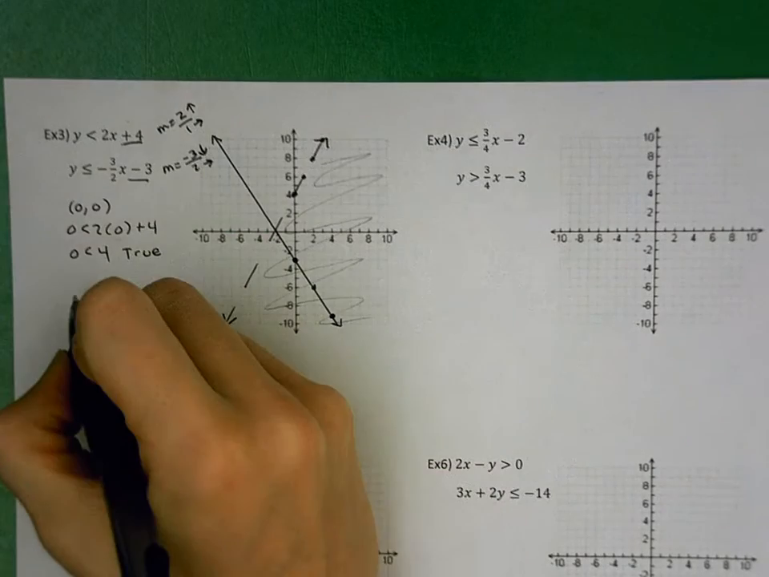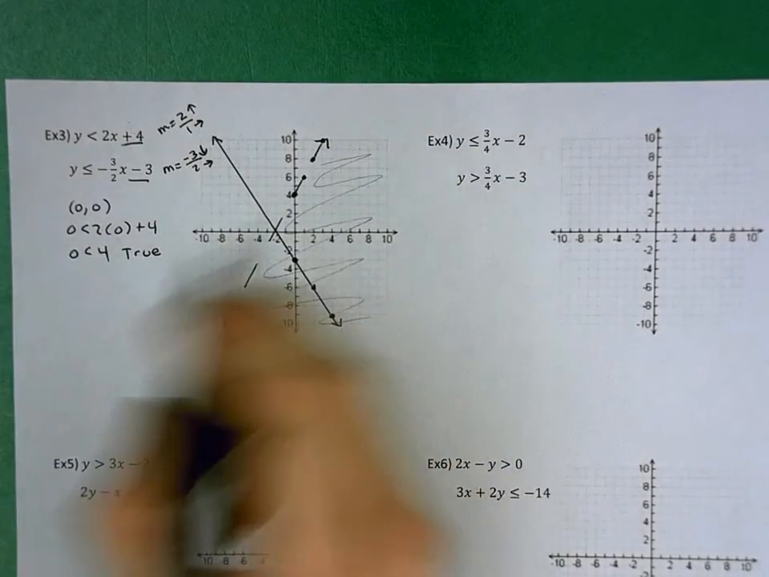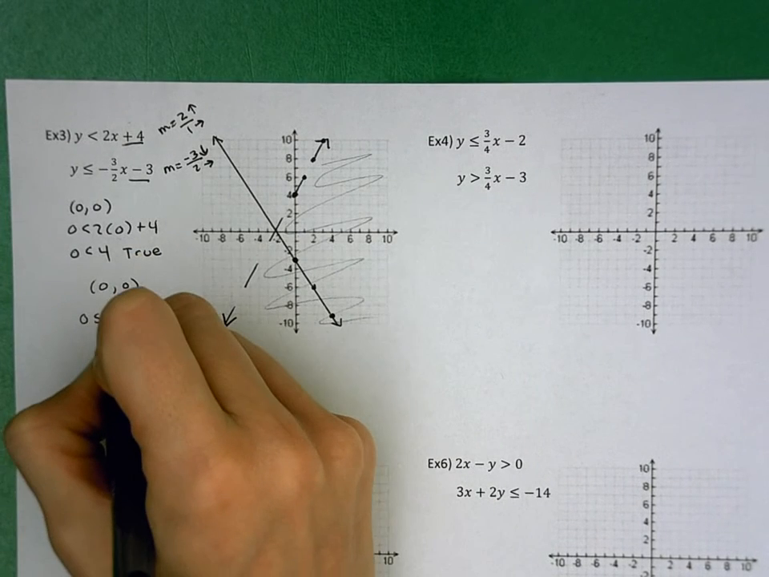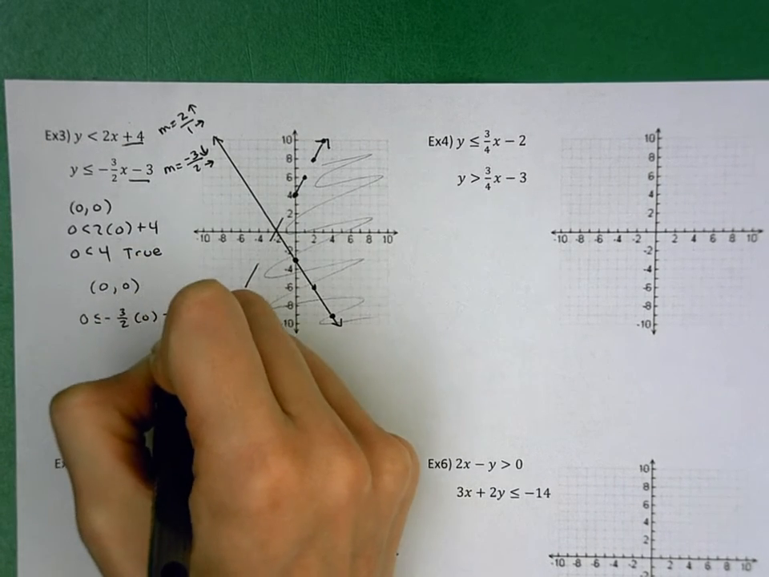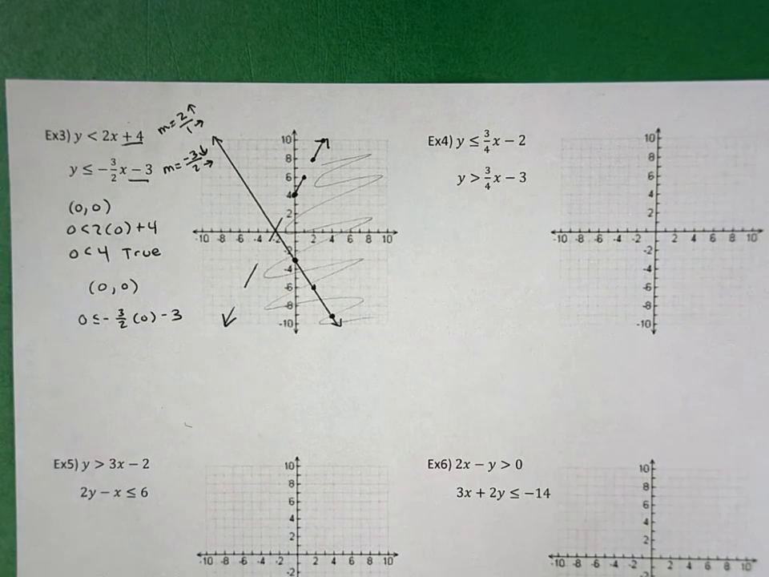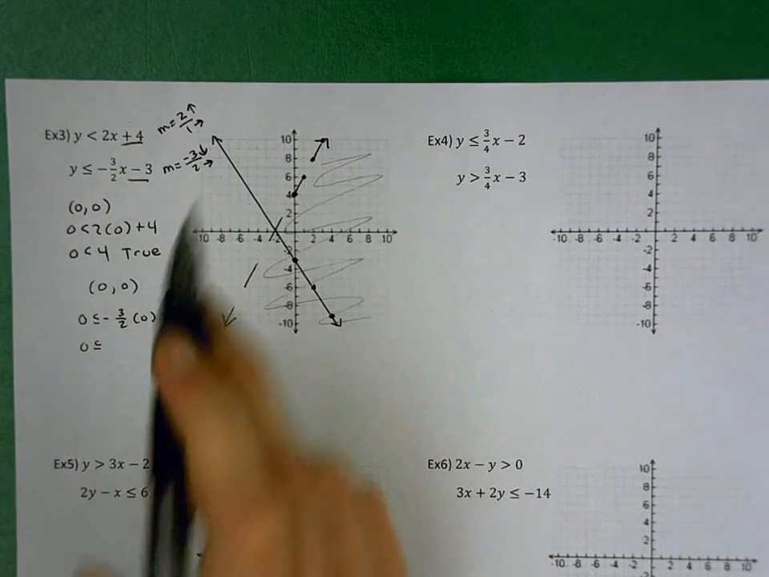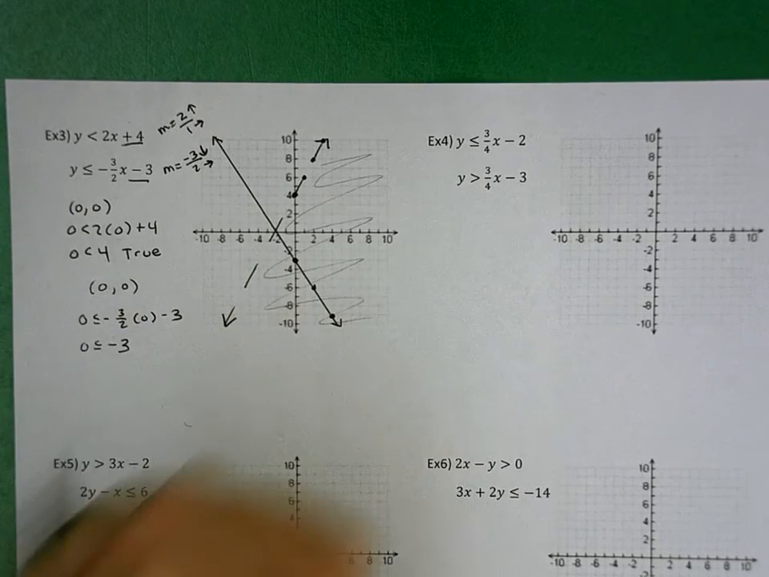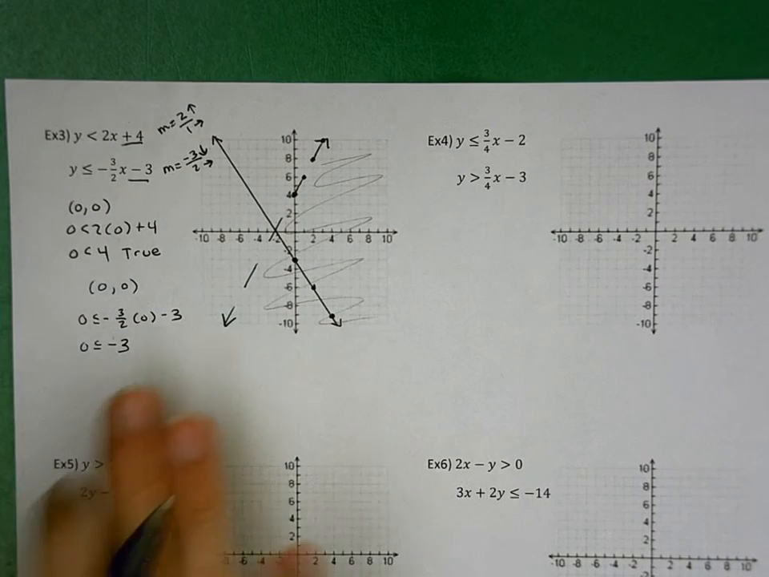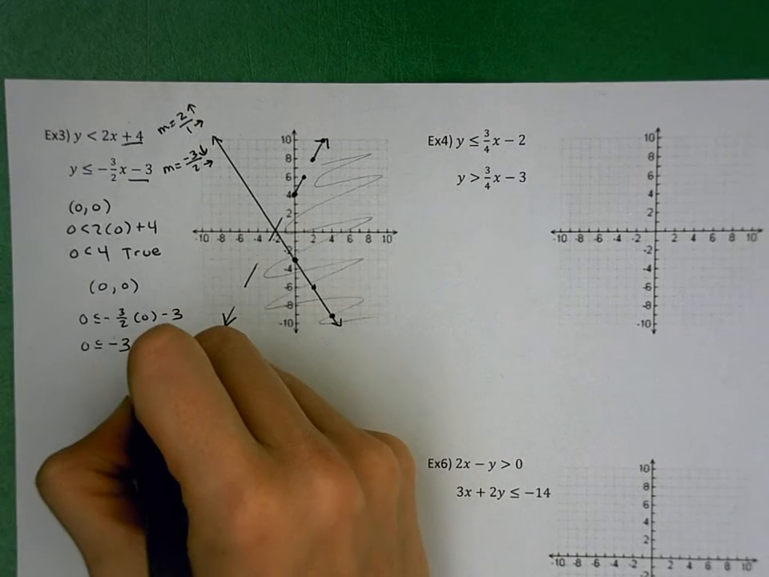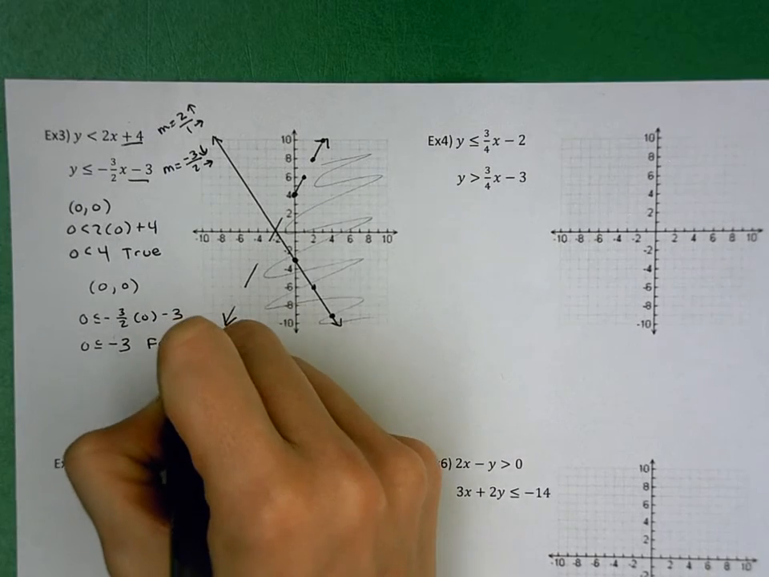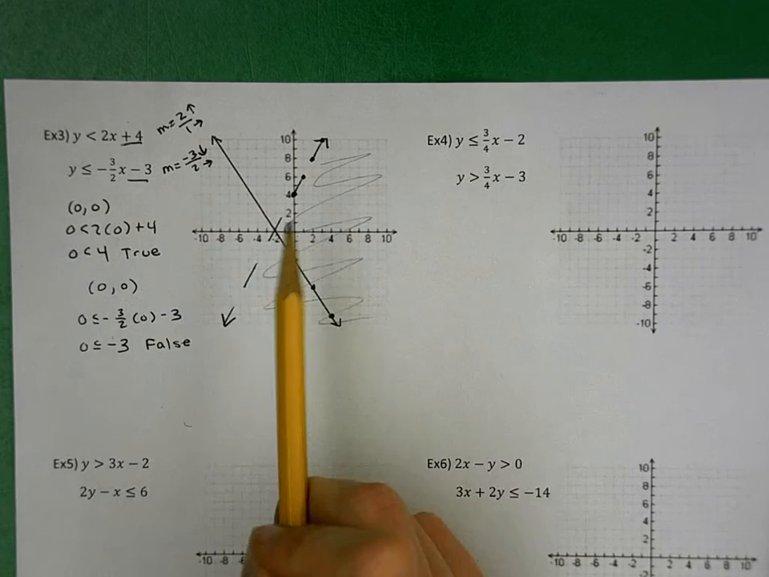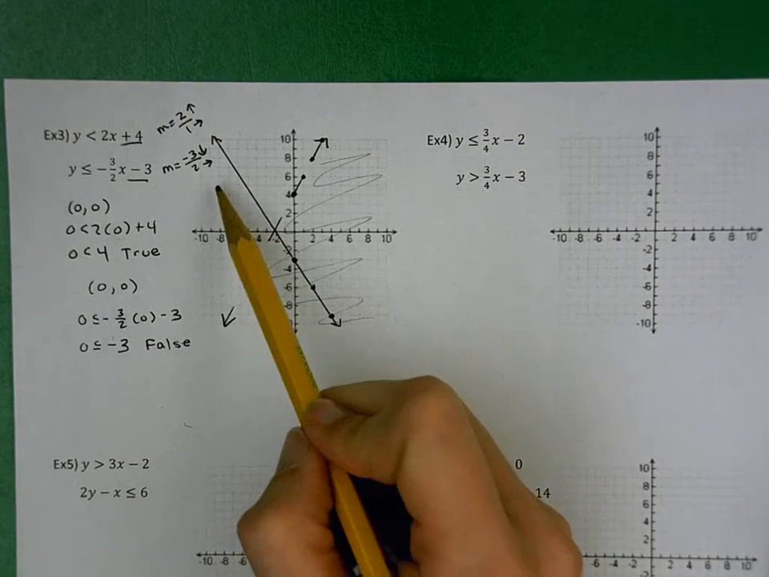Okay, and so again, testing 0, 0, not on the line, so I'm going to test that. We get 0 is less than or equal to negative 3 halves times 0 minus 3. Negative 3 halves times 0 is 0, minus 3 is negative 3. Is 0 less than or equal to negative 3? It is not. And so we are going to shade for this one away from 0, 0. Here's 0, 0, so we're going to shade the other side of the line, and again, do so lightly.